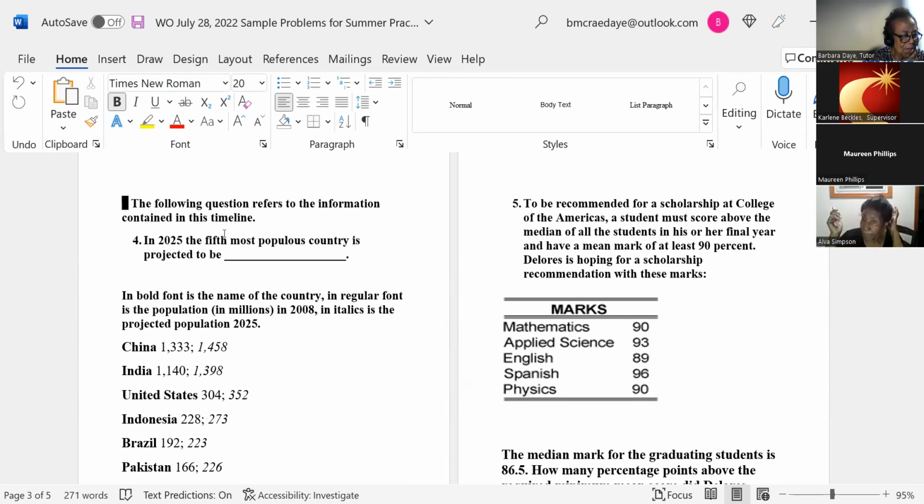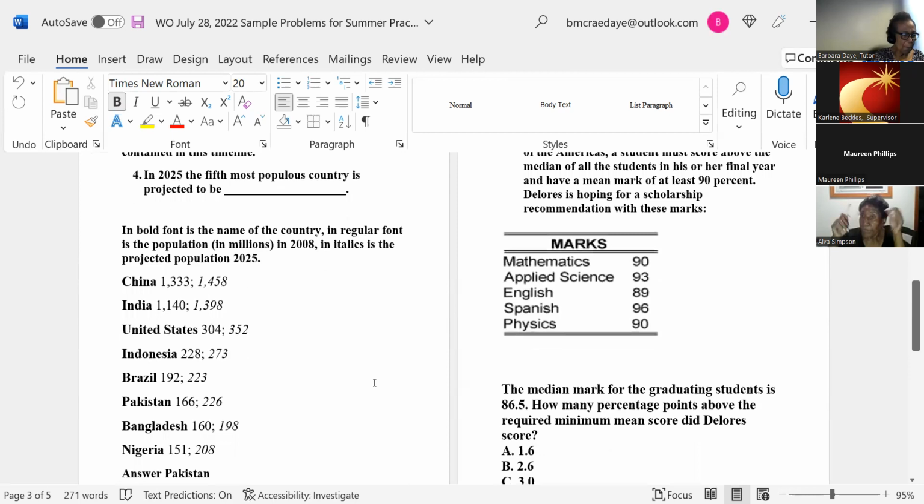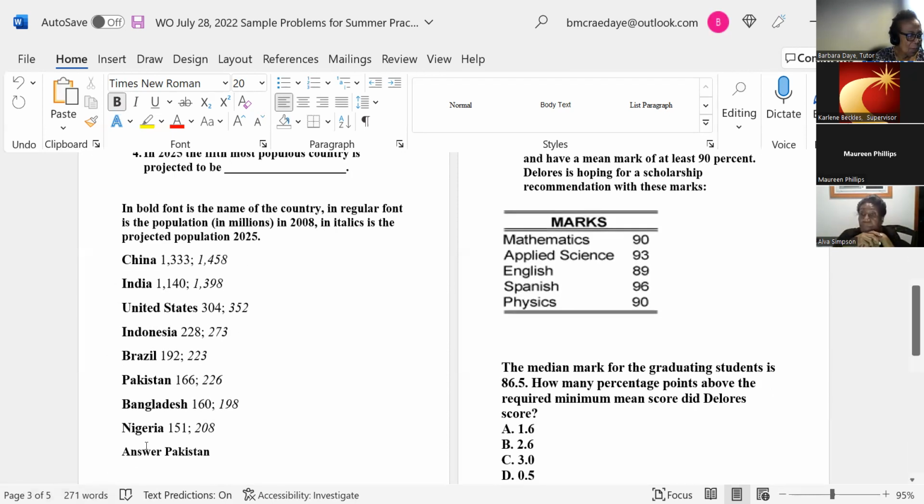Okay, now read what I gave you right here. In bold font is the name of the country. Regular font is the population in millions in 2008. In italic is the projected population of 2025. So let me just put this here.